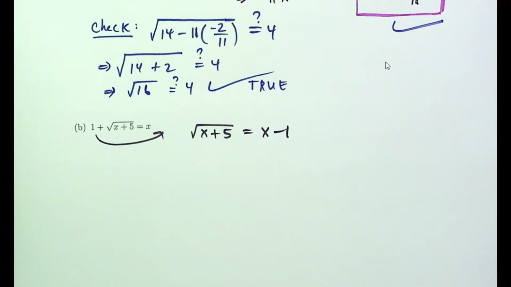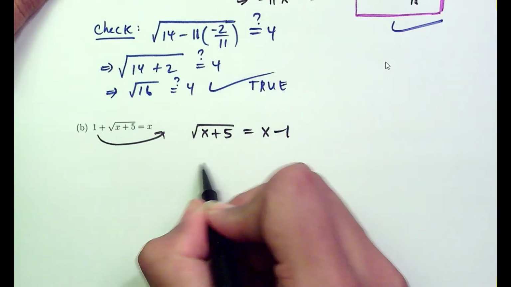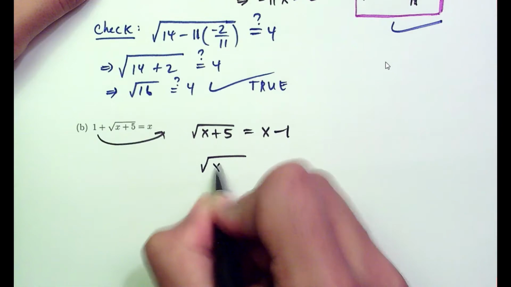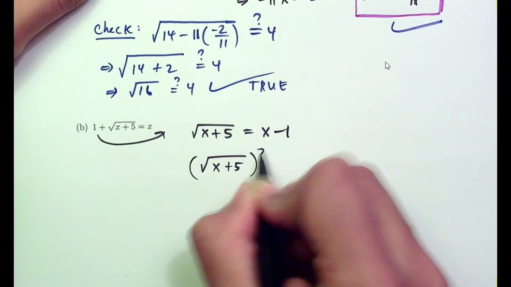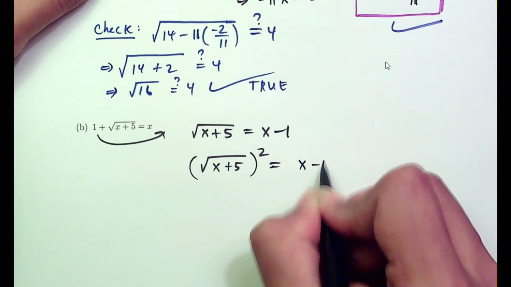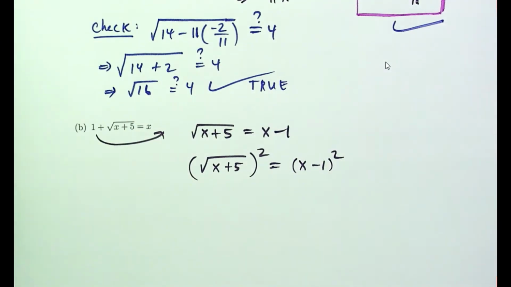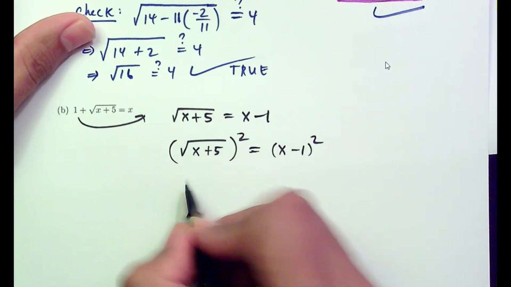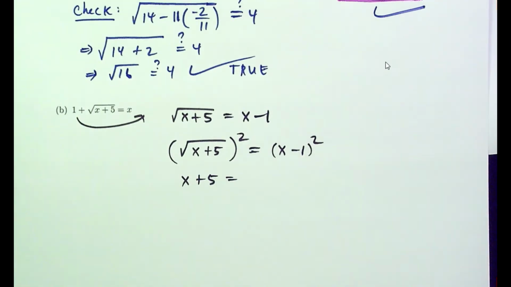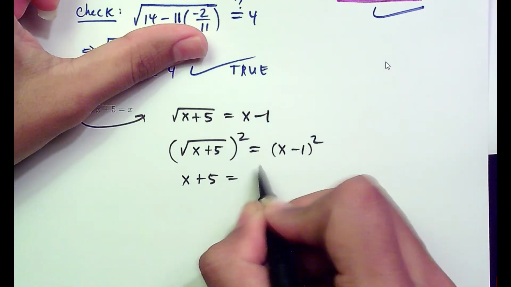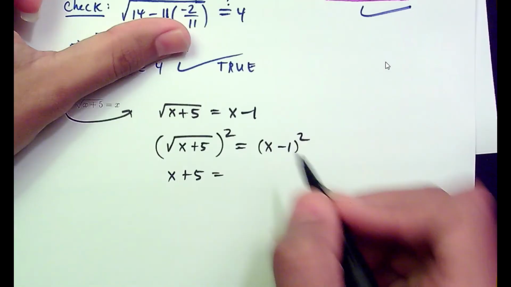Step 2 is now I'm going to raise both sides to an exponent that gets rid of the radical. This is a square root, so that means we're going to square both sides. The square root and the square cancel each other off, and what you're going to get on the left in this case is just x plus 5. On the right hand side, you have to square that.